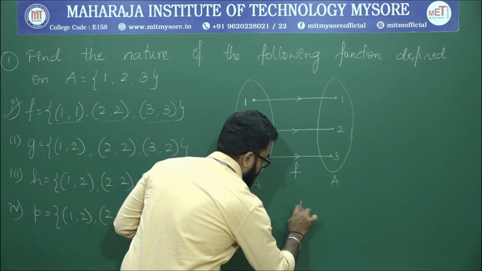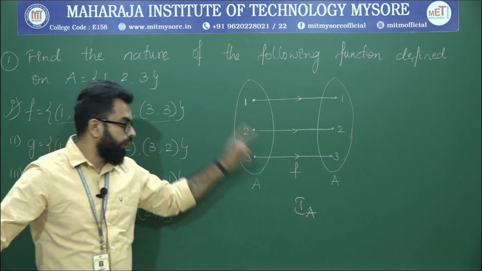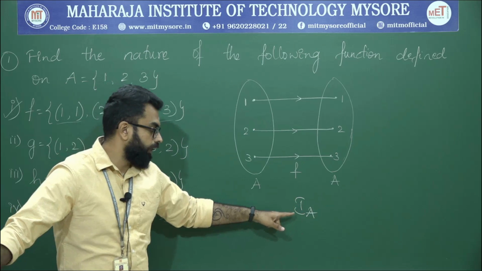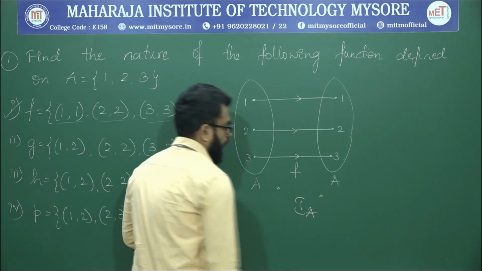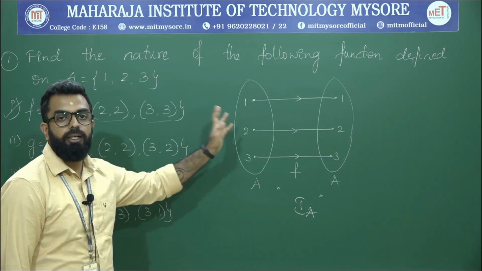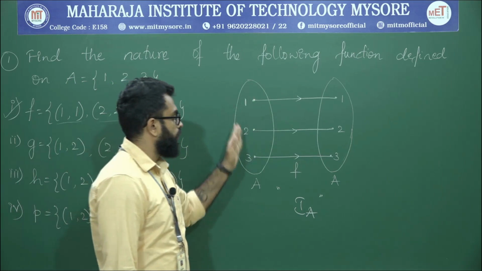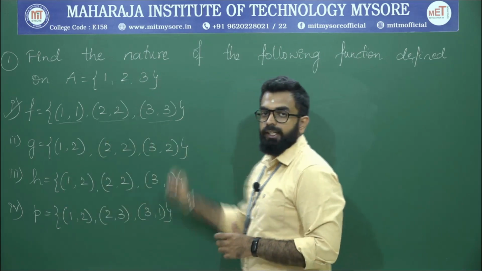So how do you denote that? Please recall the definition of the identity function. There we had defined the particular notation for the identity function. So f is an identity function because 1 is mapped to 1, 2 is mapped to 2 and 3 is mapped to 3 under the function f. Now we know that f is the identity function.